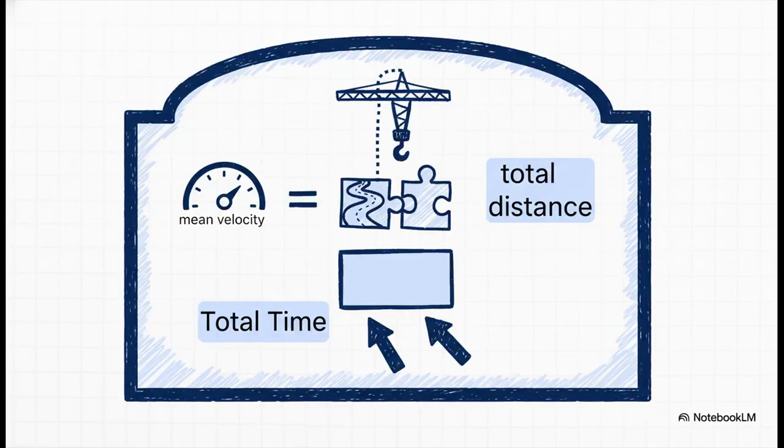And now, we go all the way back to the beginning, back to our golden rule. Mean velocity is the total distance, which we called s, divided by the total time, which is that big expression we just found. Let's plug it all in and see what shakes out.